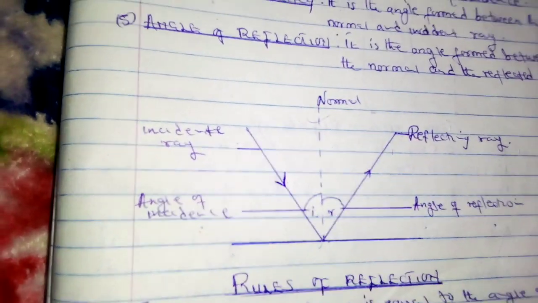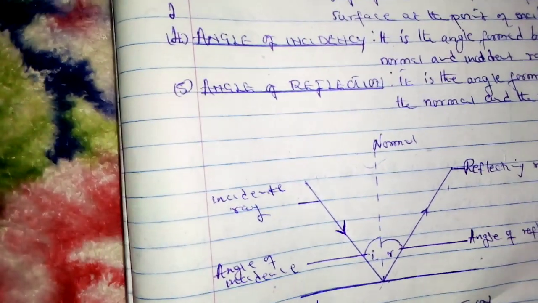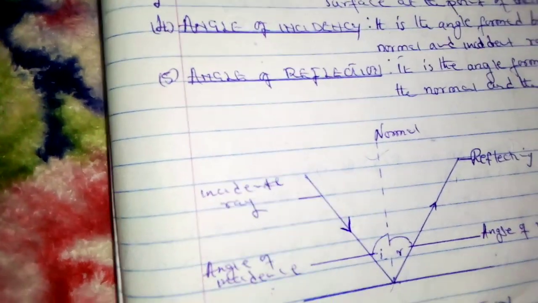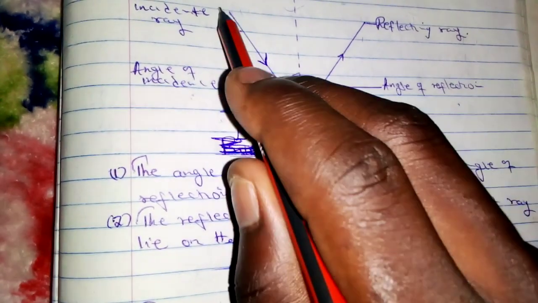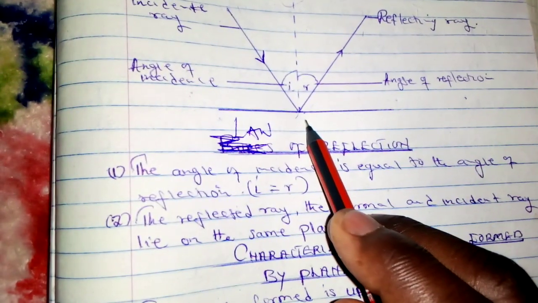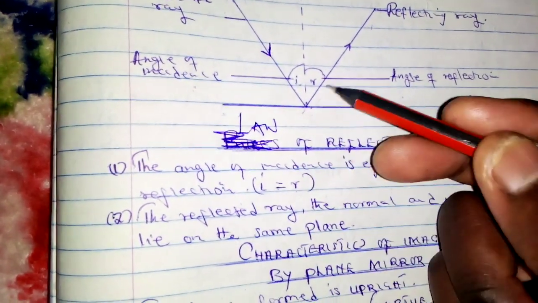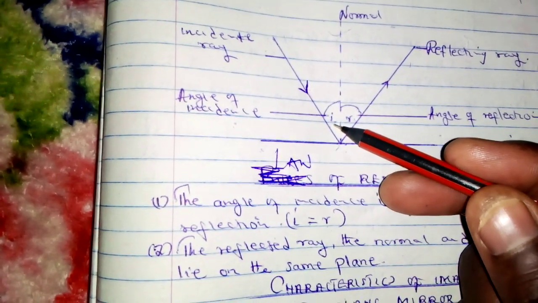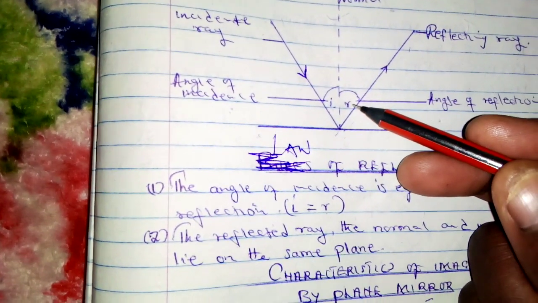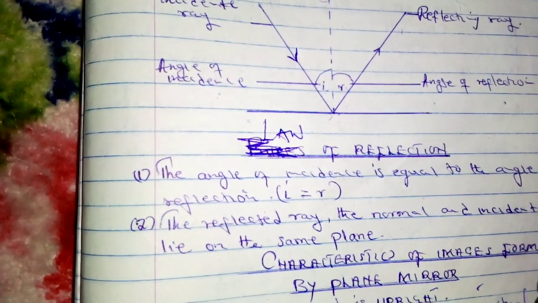Under reflection, there are two laws. The first law of reflection tells us that when an incident ray strikes a surface, it forms an angle of incidence, right? This angle of incidence is equal to the angle of reflection. Meaning if this angle was 40 degrees, this angle will also be 40 degrees. So this is what you should know about reflection.